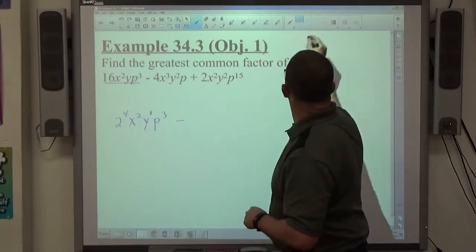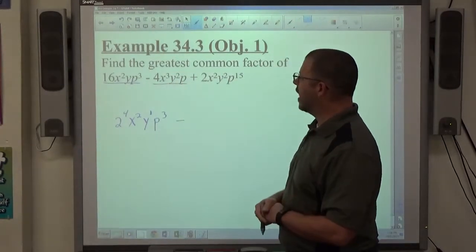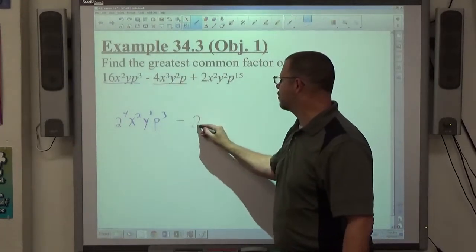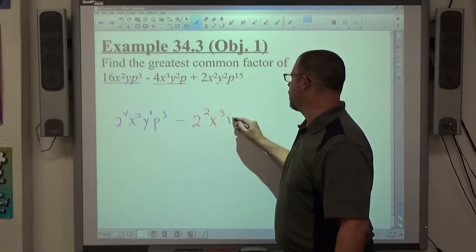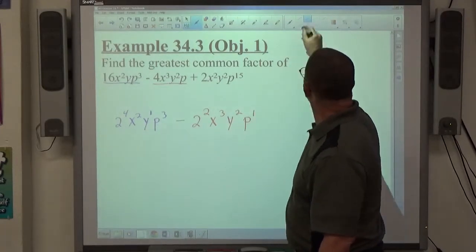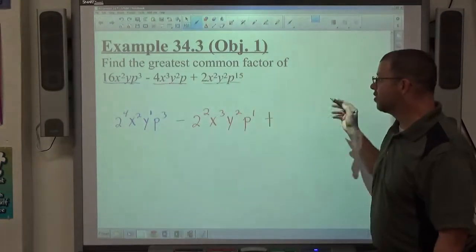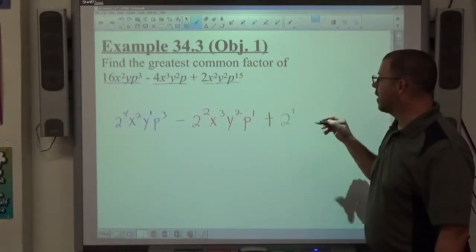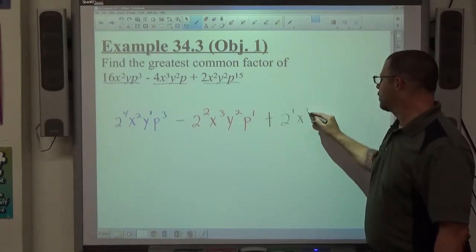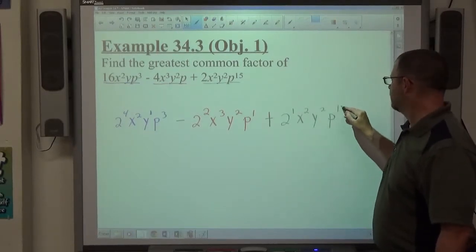Minus the second term has 4x cubed y squared p. 4 is 2 squared. X is cubed, y is squared, p is to the 1st. Plus the final term has 2, which is just 2 to the 1st power. It's already prime. You can't break that down. X squared, y squared, p to the 15th.